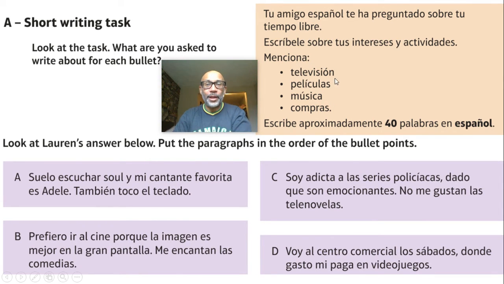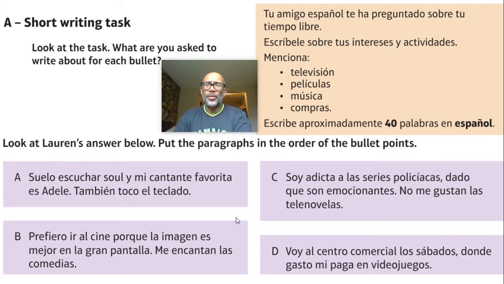So now that we know what we need to write about, we've got 4 bullet points here. Feel free to pause the video for a moment while you work out which response, A to D, responds to each of the bullet points in order. Okay, let's talk through it together then. So the first one, televisión, TV. So we're thinking, okay, which of these responds to TV?